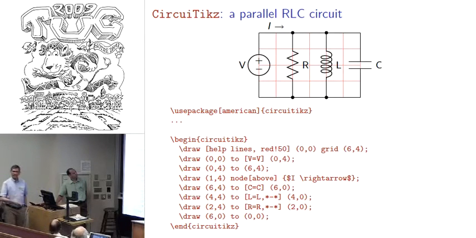So what we see here is we're moving away from the lower level TeX details. You're not saying put a 2-point filled circle at this particular place. It just knows that and does it.